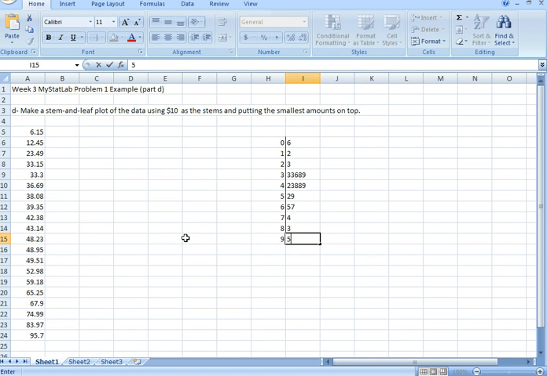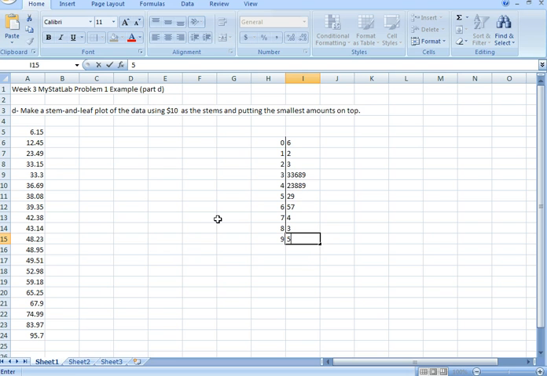So there you have it. There is your stem and leaf plot using $10 as the stem. Done by hand, just took us a few seconds there. Of course, if you did this on a piece of paper, you can probably do it even quicker. But of course, Excel is a lot more fun for everyone involved.